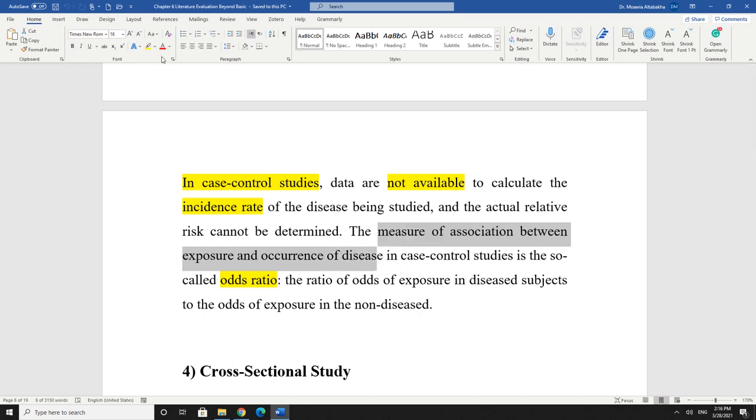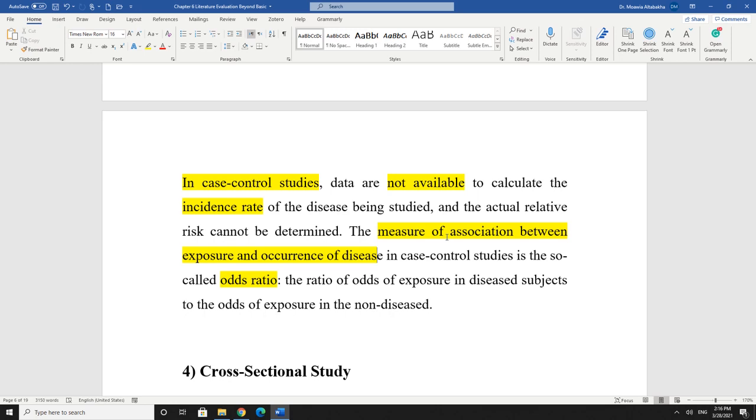So the cohort and the case-control, both of them look at whether there is an association between the exposure and the development of a disease. Is there one? And that's what they call a risk factor. They call it risk factor. They cannot say that this will cause this. No, they will say that this is a risk factor.